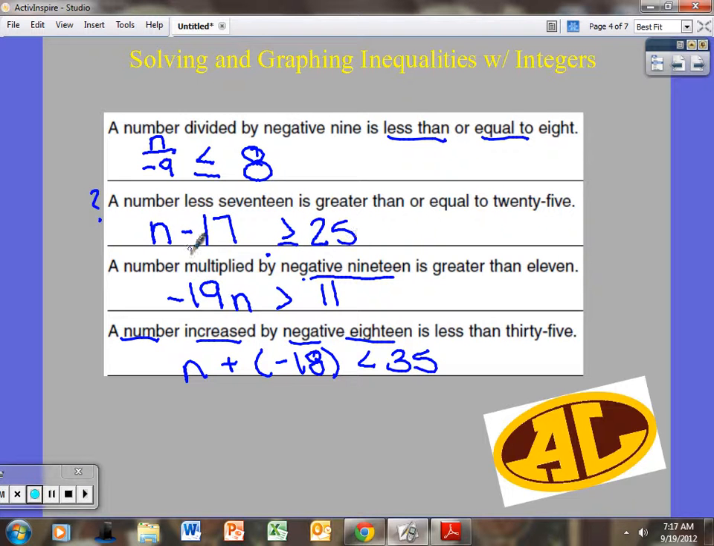If I were to solve this, I would add 17 to both sides. That would give me, what is that? 25 plus 17 gives me 42. 42 minus 17 is 25. Now that says n must be greater than or equal to 25. So then I could plug in any number that would make it true.